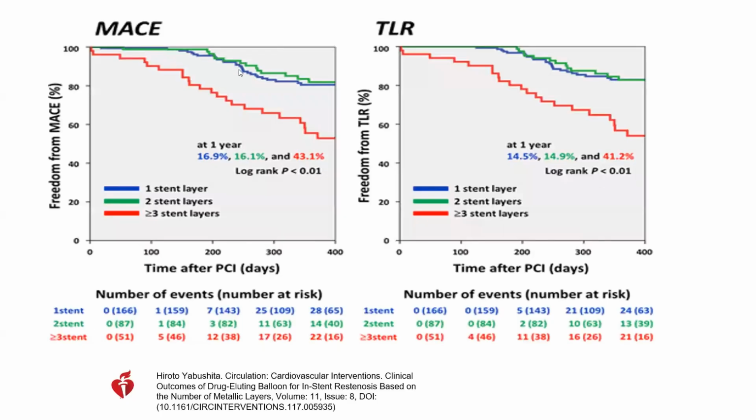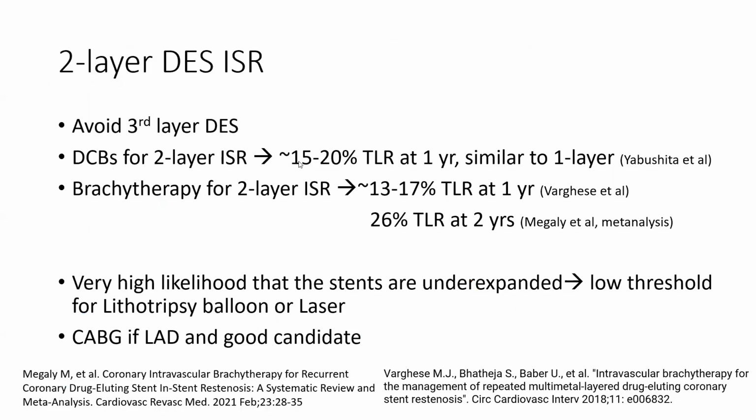Actually, with DCB in this study, doing DCB for 1 or 2-layer in-stent restenosis was associated with similar and favorable long-term outcomes. So for 2-layer DES, DCB is the best option. Again, unfortunately not available in the US, but in Europe, that's definitely the best option. And it's around 15 to 20% TLR at 1 year, similar to 1-layer.